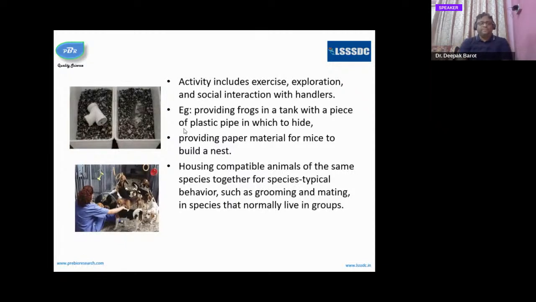At the same time, please make sure that you are not introducing any infection into your animal colonies. Whatever enrichment material you use, please clean it as and when possible, and make sure that everything is very sterile and the whole area is disinfected.